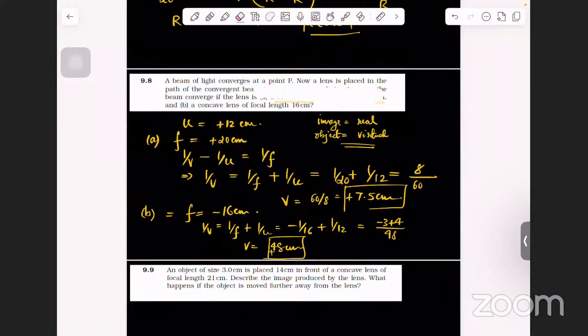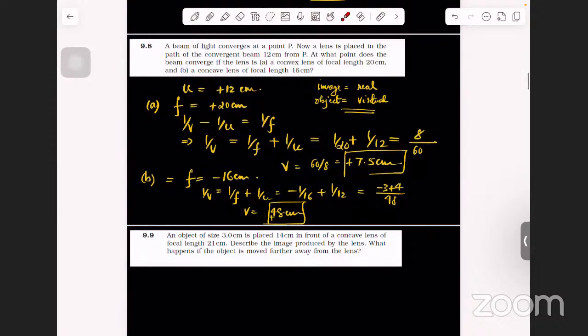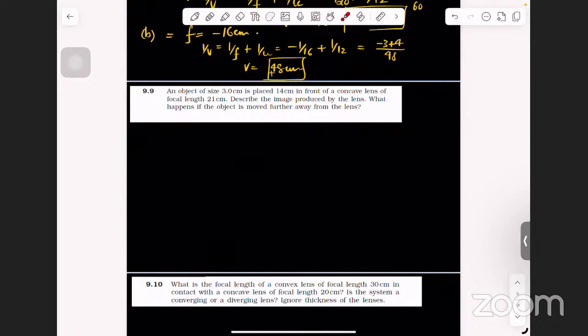Guess this question is pretty clear. So let's move on to the next question. The next question is, an object of size 3 centimeters is placed 14 centimeters in front of a concave lens of focal length 21 centimeters. Describe the image produced by the lens. What happens if the object is moved further away from the lens?